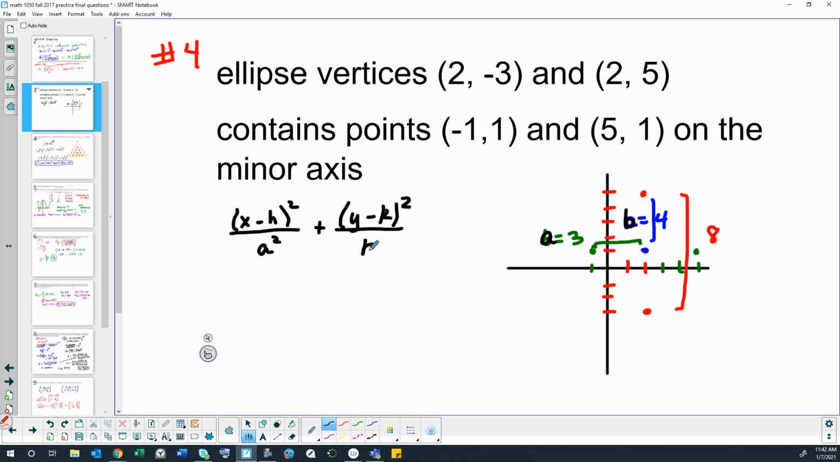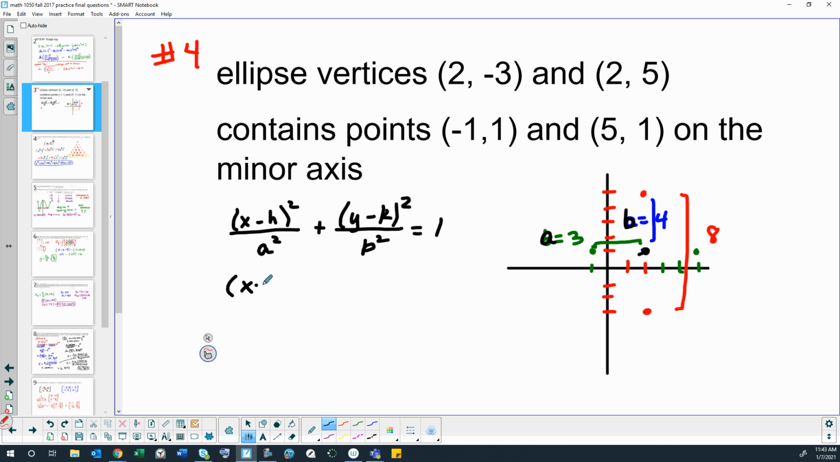And so that would be over b squared. So there's our formula from our formula sheet. So we found a, which is the distance of these points on the minor axis from the center. And we found b, which is the distance from the center to the vertices. And then we have the center right here, which is (h, k), right, at (2, 1).